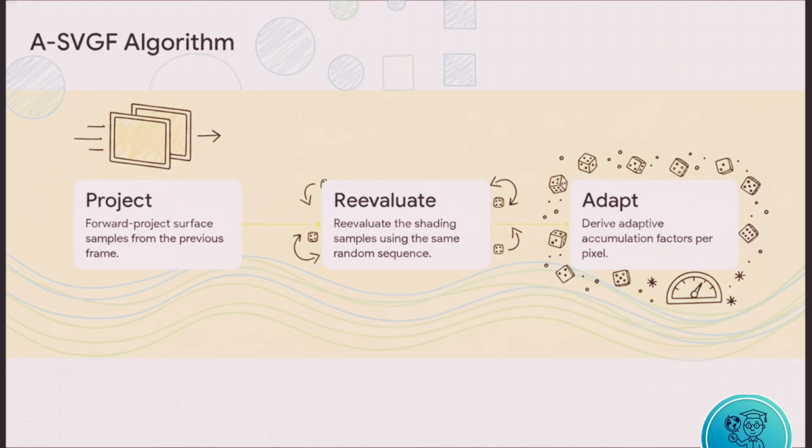It does this in 3 elegant steps. First, it forward projects surface samples from the previous frame. Second, it reevaluates the shading samples using the exact same random sequence. And finally, by comparing these, it drives adaptive accumulation factors for every single pixel.